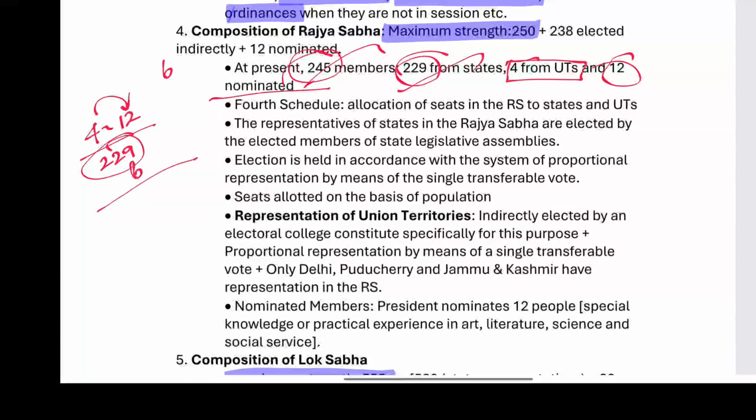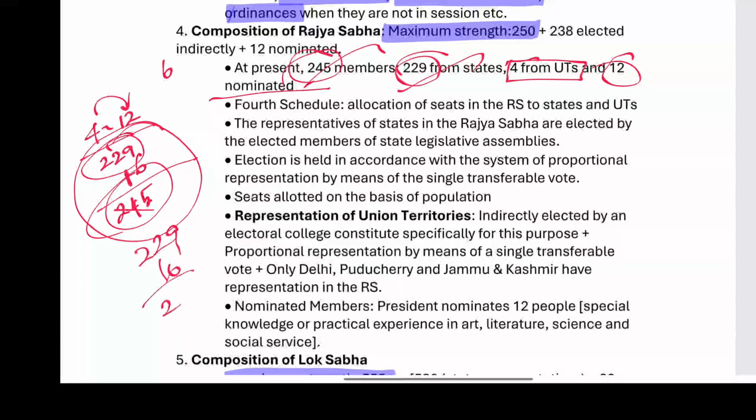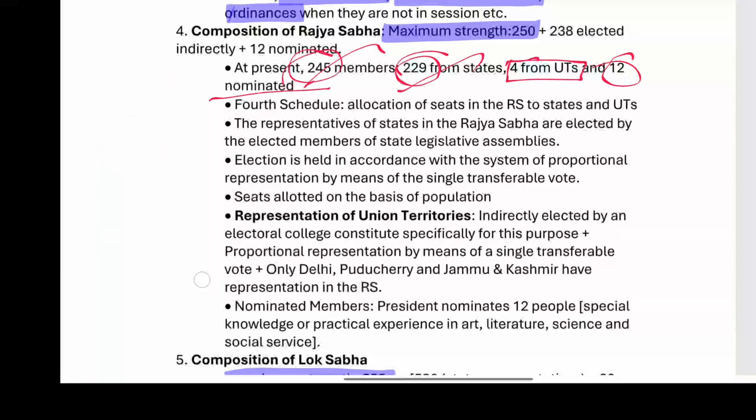The 4 plus 12 gives you 16, because 245 is the present strength. So 229 plus 16 is 245. The maximum strength of the Rajya Sabha is 250, whereas the present strength is 245, where we have 4 members from the Union Territories and 12 are nominated.